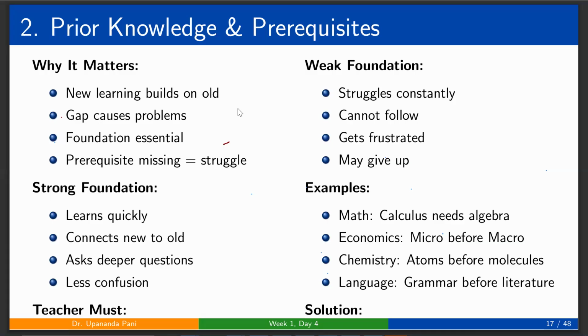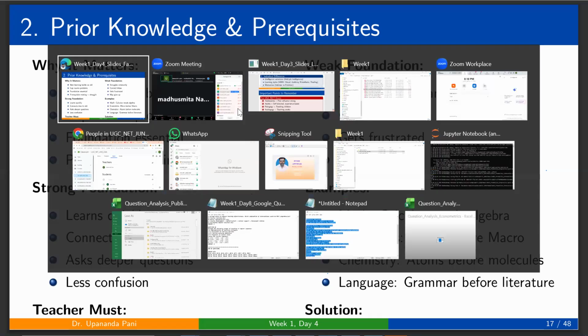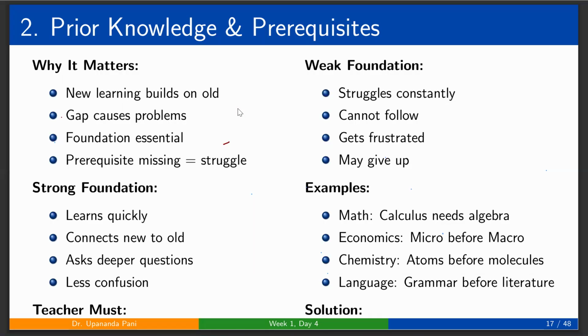Example: in math, calculus needs algebra. Without algebra, you cannot learn calculus. In economics, micro before macro. In chemistry, you should know what atoms are before molecules. In language, grammar before literature. You just see why nowadays there is a problem, right?